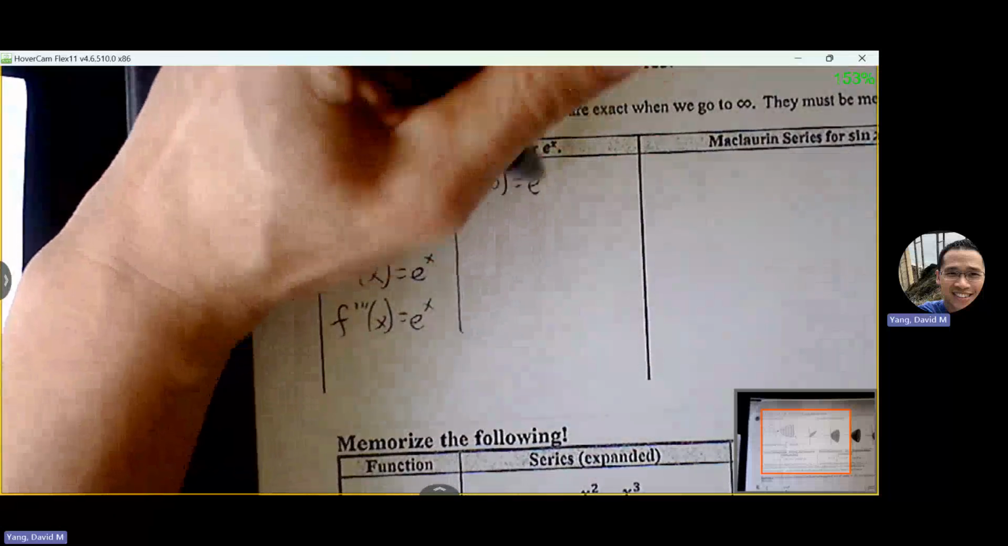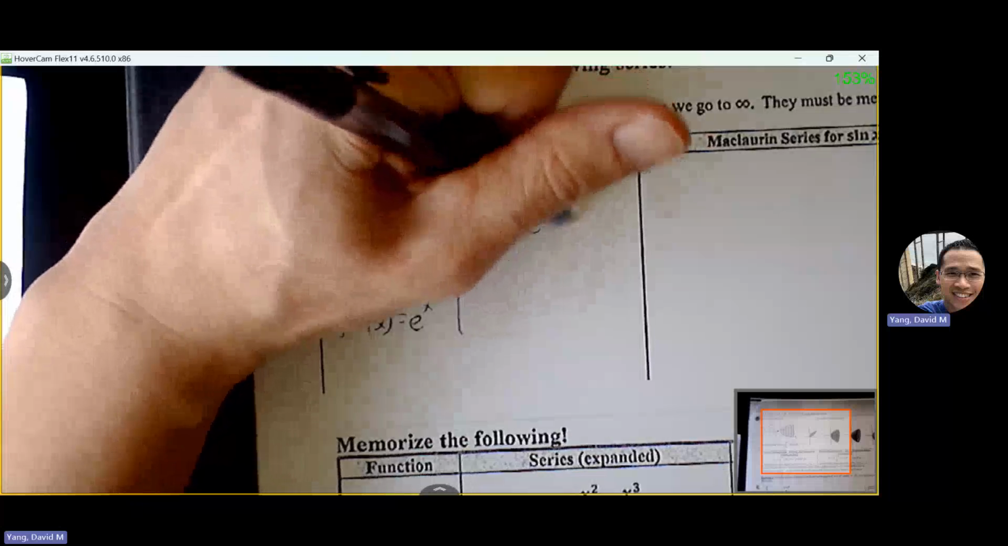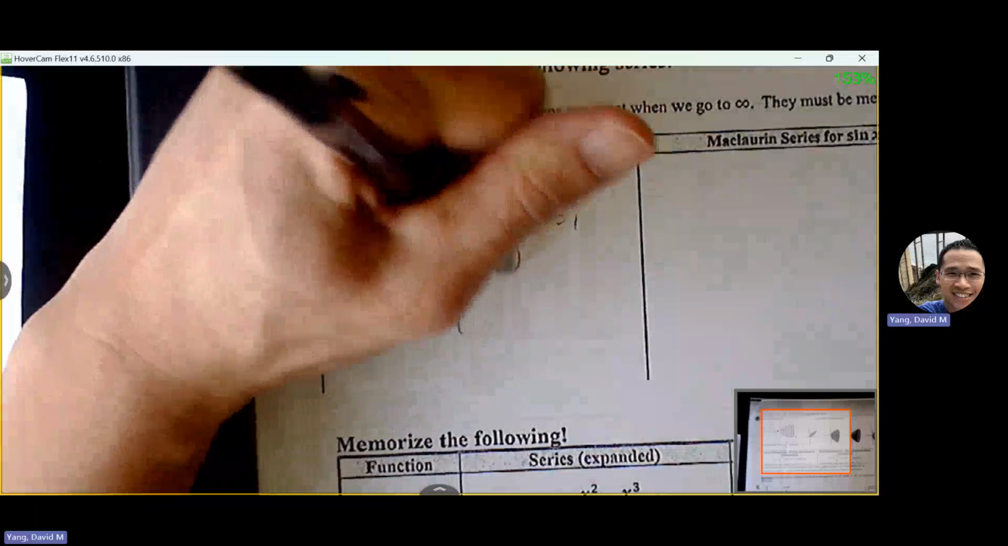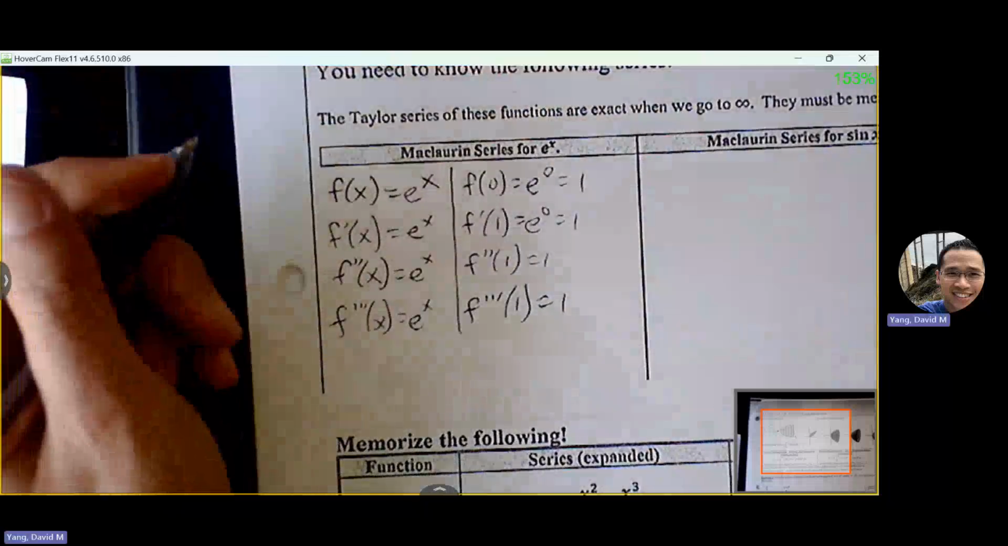F of 0 is e to the 0, which is 1. F prime of 0 is e to the 0, also 1. F double prime of 0 is also 1. The third derivative evaluated at 0 is also 1. Okay.